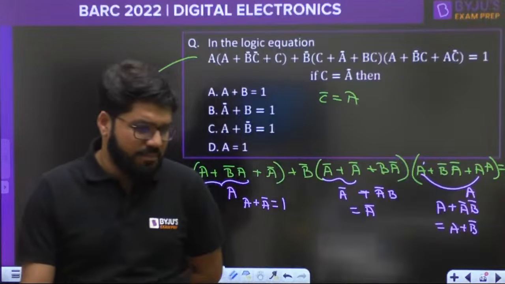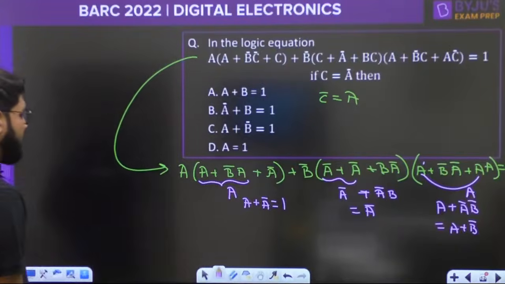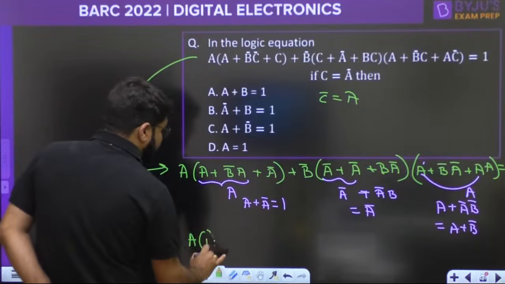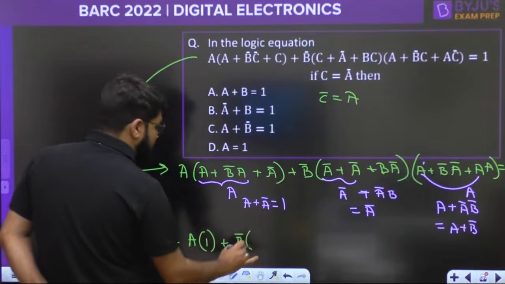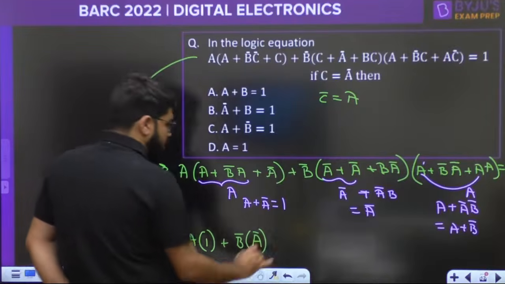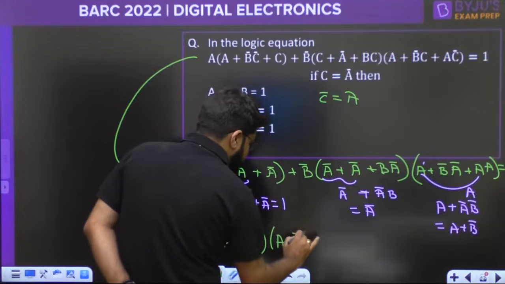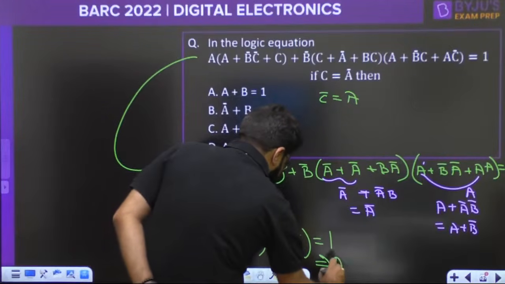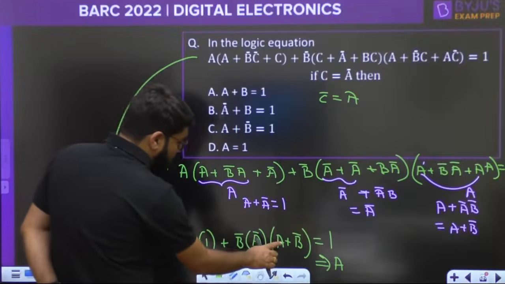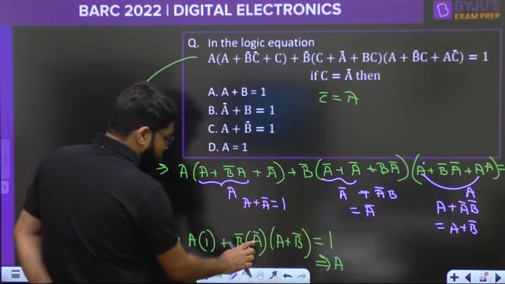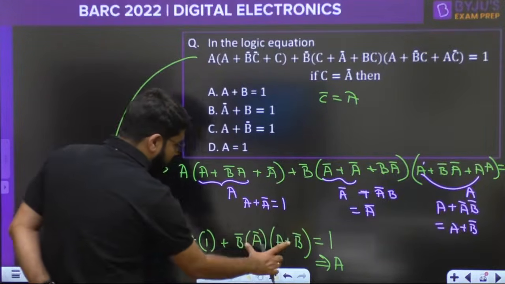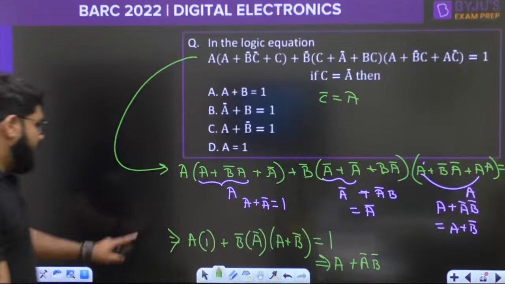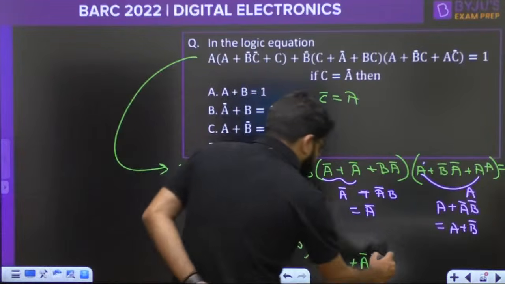We can apply the basic Boolean theorems. So ultimately this part is equal to A multiplied by 1 plus B bar, into A bar multiplied by A plus B bar, equal to 1. So this is only A. Now when you open up the bracket and multiply, A bar into A is 0, so you only need to consider A bar B bar into B bar. B bar will be just B bar. So A plus A bar B bar is equal to 1.